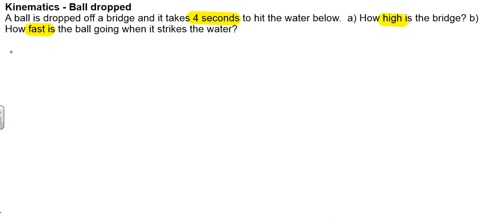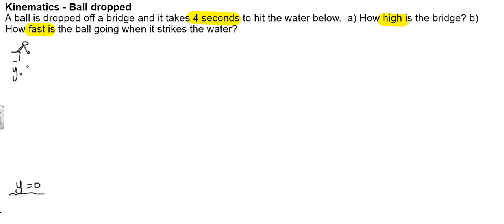In other sections we can label diagrams, and we could do that here. Let's do that. So there's the bridge, and we've got somebody dropping the ball to the water below. So what information do we know? Well, this is our starting height. We're going to make that 0. Actually, no, let's not do that. Let's do it the other way around. Let's make this our final height. Let's make our final height 0.